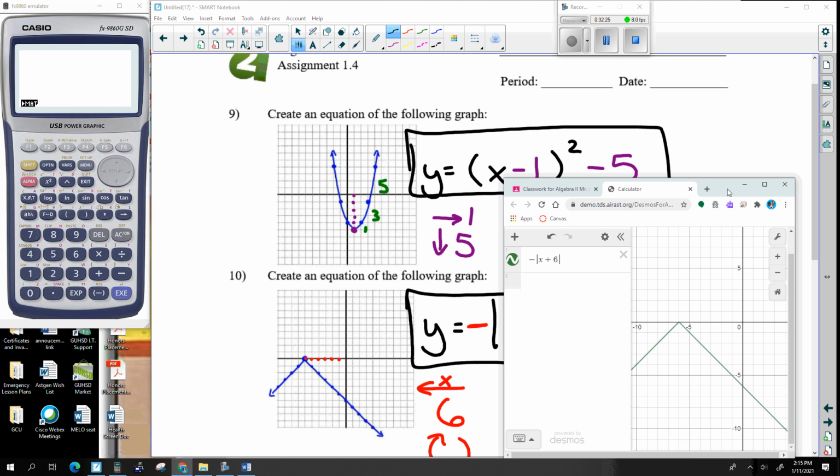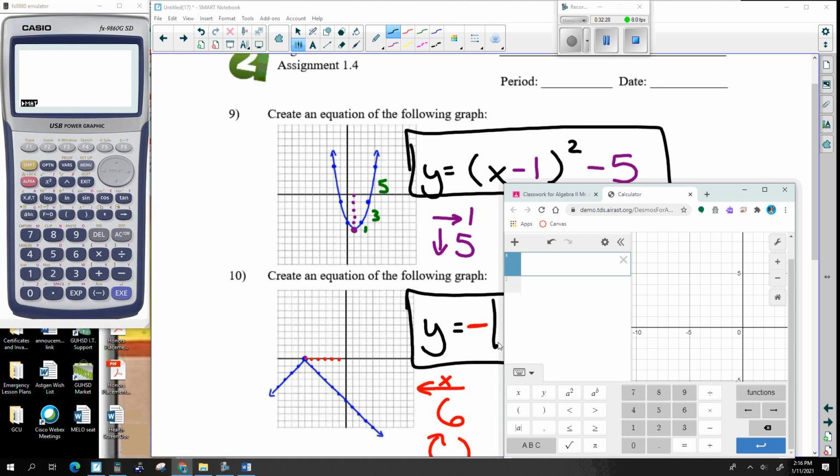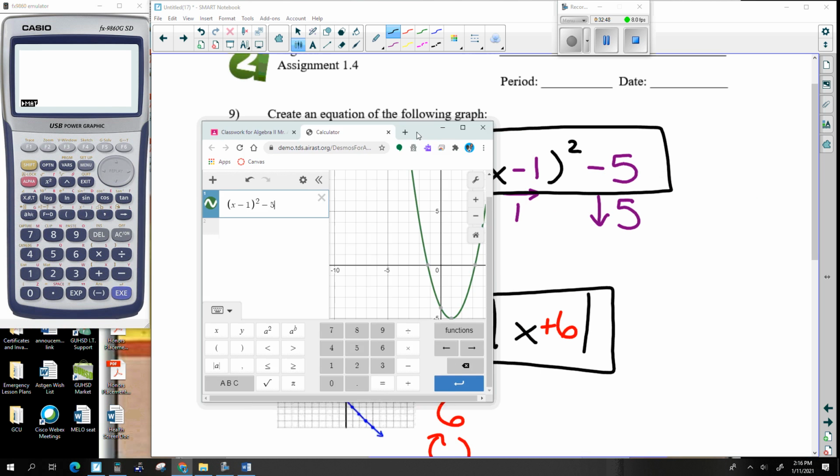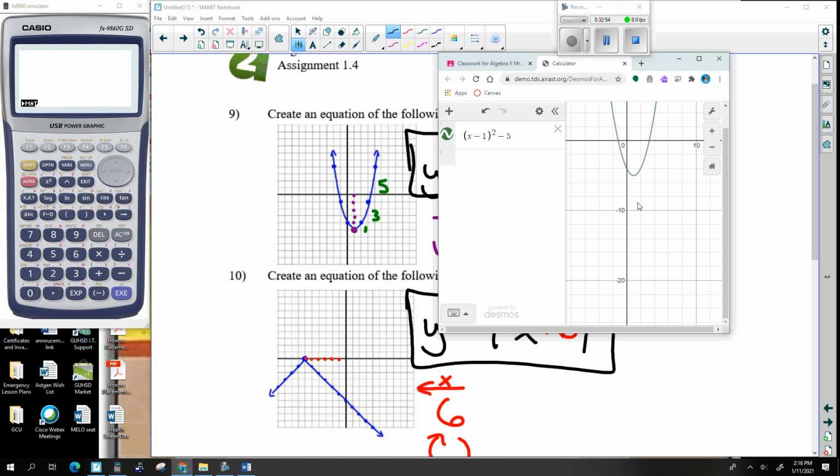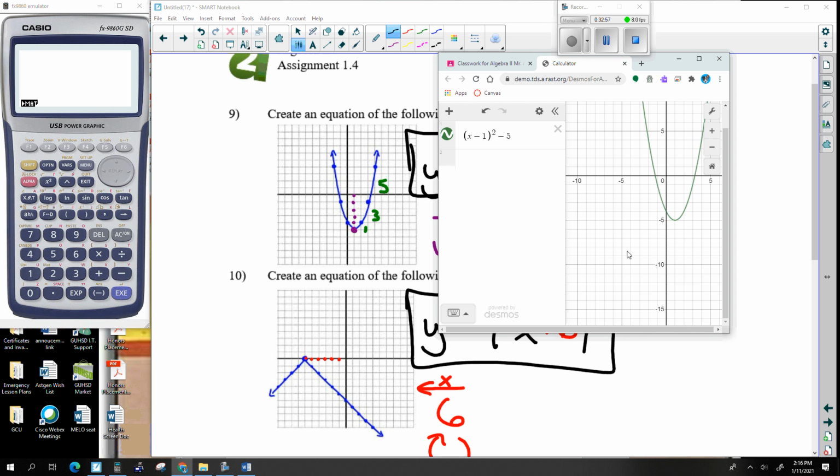Same with this guy right here. So this is x minus 1 squared, minus 5. Does the picture of my graph look like that? Sure does. So you can use your Desmos calculator to manipulate things and see what would happen.